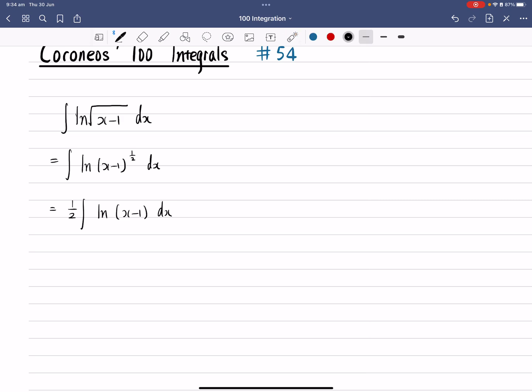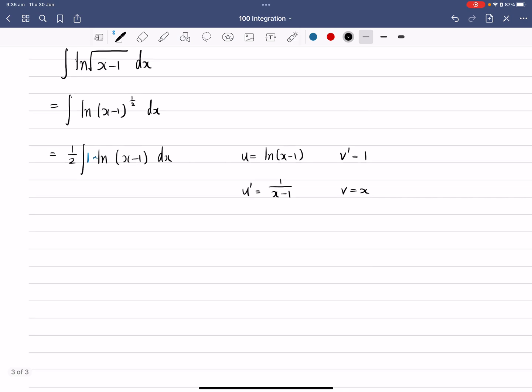Okay, so the first step is we're going to let u equal ln bracket x minus 1. So u dash is equal to the reciprocal, 1 over x minus 1. V dash is equal to 1 here. So we need to understand there's an invisible 1 there as the v dash. All right, and then that gives us v is equal to x. Okay, so once you've finished this process of preparation, we can start to integrate using integration by parts.